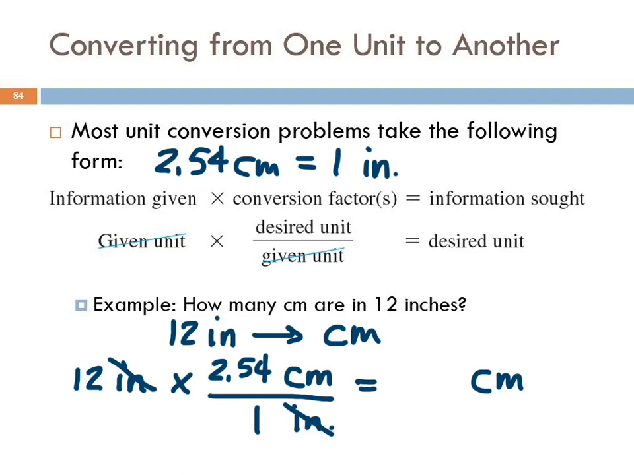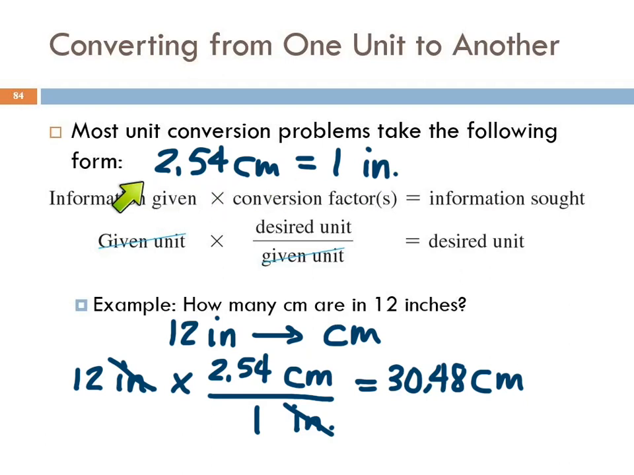12 times 2.54. You can divide by 1 if it makes you happy. And my calculator says 30.48. What about sig figs? We're multiplying here, right? How many significant figures does 12 have? 2. How about 2.54 centimeters equals 1 inch? That one's exact, because they actually redefined the inch to be exactly 2.54 centimeters.